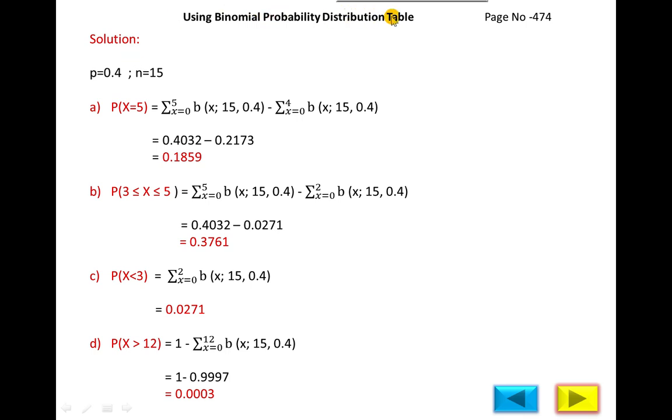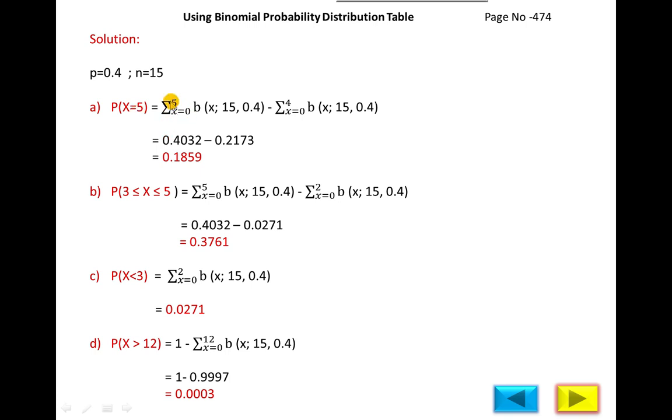Using the binomial probability distribution table, page number 474, n is 15, p is 0.4, exactly 5 patients survive. So how do we represent the condition? Don't write the formula here, write only the notation: B for binomial, X the variable, 15 is fixed for all the parts, 0.4 is the fixed parameter value. So we will write the value of 0 to 5 minus the value of 0 to 4 for exactly 5.